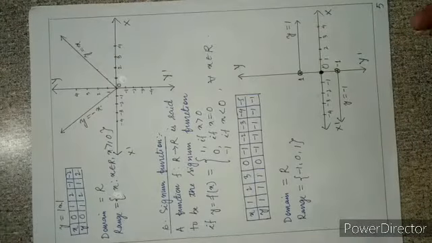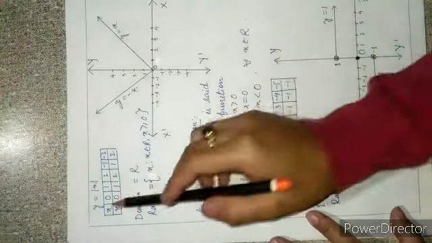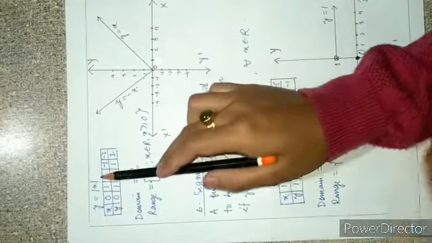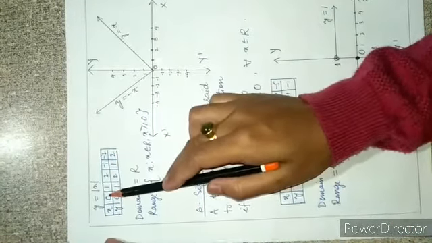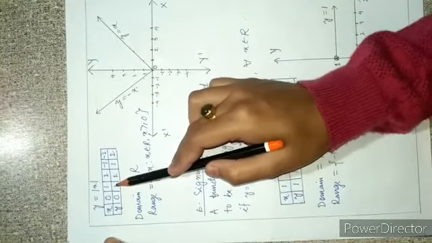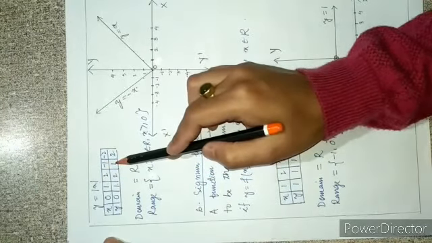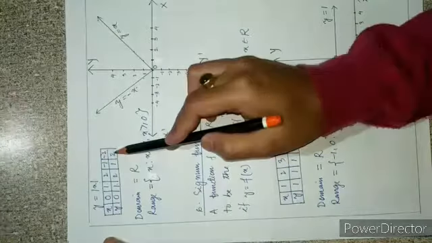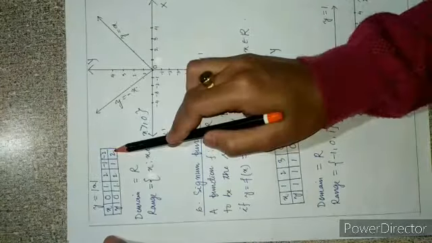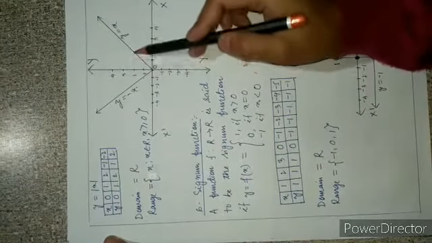Now draw the graph of the modulus function. The equation of the modulus function is y is equal to modulus x. Find some other pairs satisfying this equation. When x is equal to 0, y will be equal to 0; x is equal to 1, y will be equal to 1; x is equal to 2, y is 2; x is equal to minus 1, modulus of minus 1 is 1; x is equal to minus 2, modulus of minus 2 is plus 2. By plotting these ordered pairs in the Cartesian plane, we have these two lines.